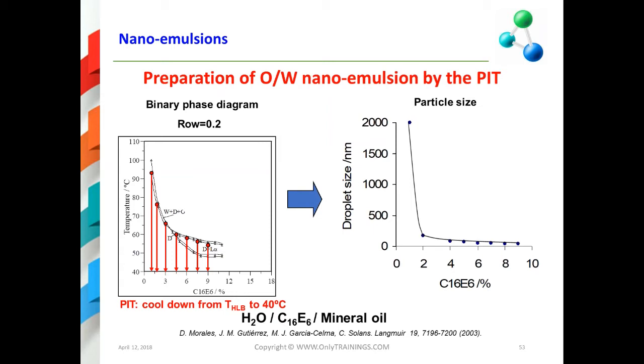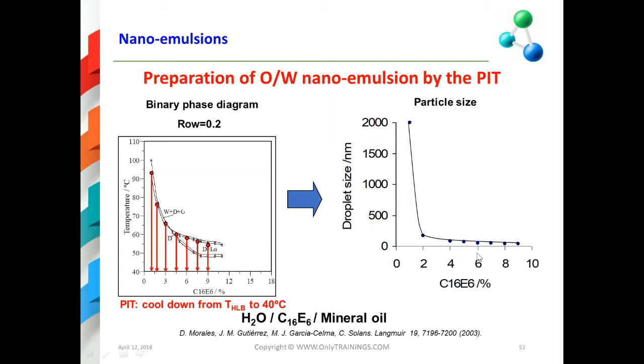So in this experiment, samples with a surfactant concentration between 1 and 9% of surfactants were used to carry out the emulsification by PIT method at 40 degrees. Nanoemulsion formation was carried out by lowering the temperature from the corresponding HLB temperature to 40 degrees. So in each case, we take the HLB temperature and cool down the system to 40 degrees. The droplet sizes of the resulting emulsions are plotted in the right figure as a function of the surfactant concentration.